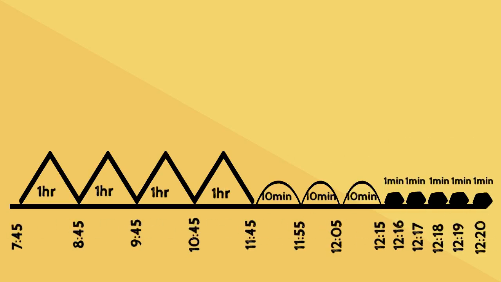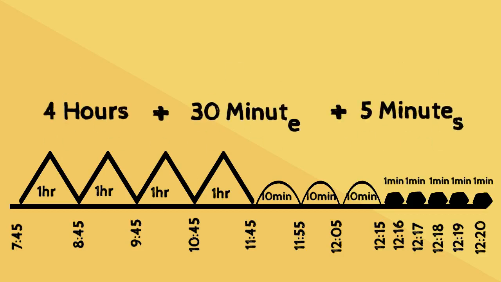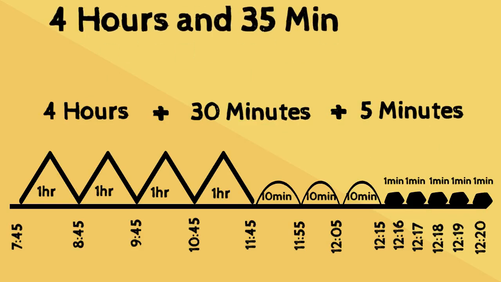Now I'm going to count all the 1 hours and 10 minutes and 1 minutes that I have counted, and I'm going to add them all up together to find the duration. So 4 hours plus 3 10 minutes, which makes 30 minutes, and 5 1 minutes, which makes 5 minutes. Now we know our answer. How long has Sarah been at school? She's been at school for 4 hours and 35 minutes.